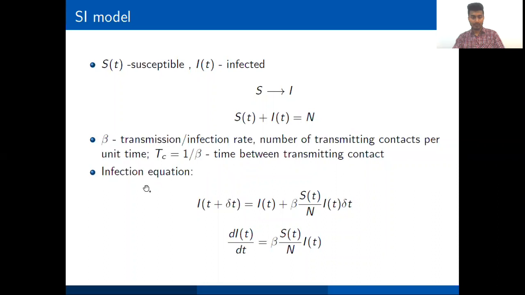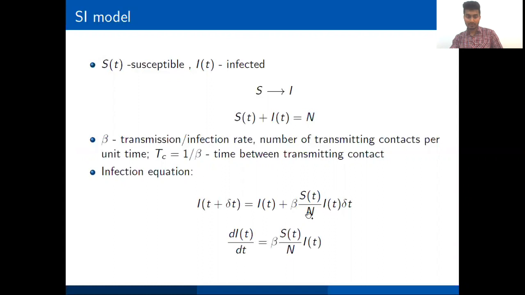So let's try to understand this a little bit. So this is the number of infected people, the fraction of the infected people, let's say. And then beta is the transmission rate or infection rate. And a portion of susceptible people, this is a fraction associated with people over the entire population. So this is a portion of the susceptible people come in contact with the infected people with a transmission rate beta over time delta t.